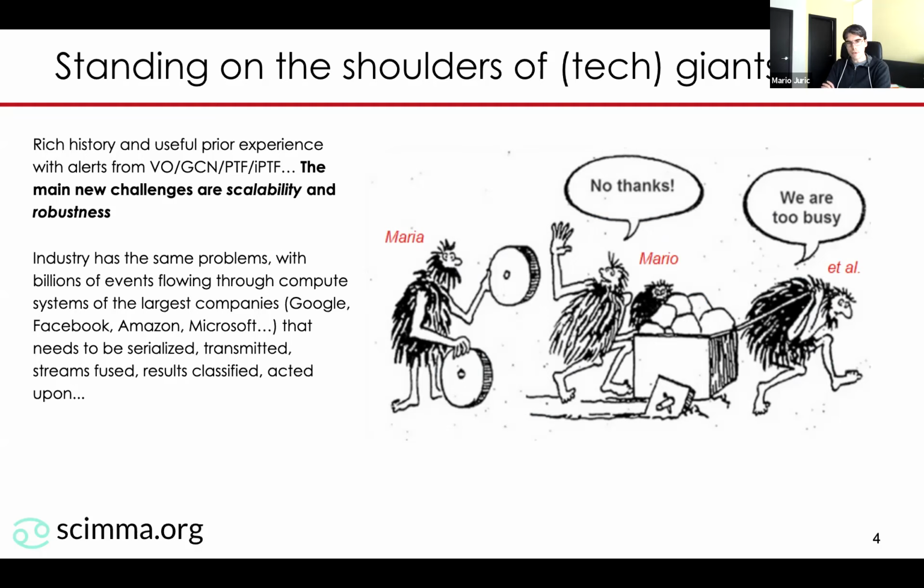There are billions of events flowing through the compute systems of the largest companies out there. Google, Amazon, and Microsoft also need events to be serialized, transmitted, streams fused, results classified, actively deployed, et cetera. There's actually a very interesting mapping between our problems and what's already happening in the industry. And as you might imagine, the industry has worked to solve some of these problems and develop solutions.